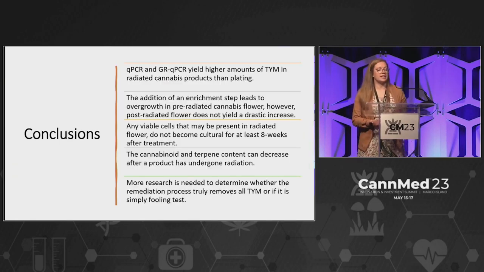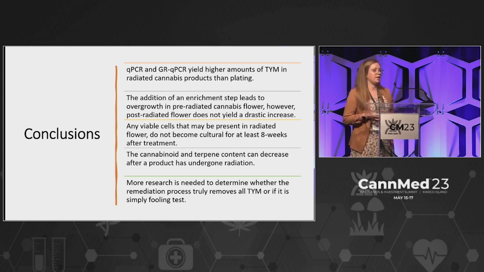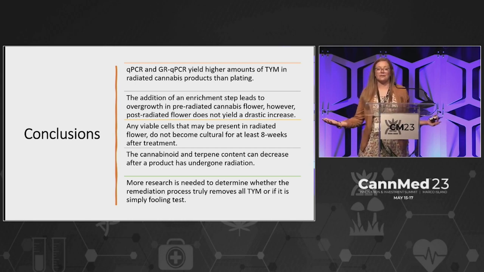So conclusions with this is going to be that qPCR and Grim Reefer qPCR yield higher amounts of total yeast and mold in radiated cannabis products than plating. So we're definitely getting a higher concentration. What concentration is right, I'm still not convinced by. Total yeast and mold is a pain. It drives me crazy, but we're here to figure it out, right?